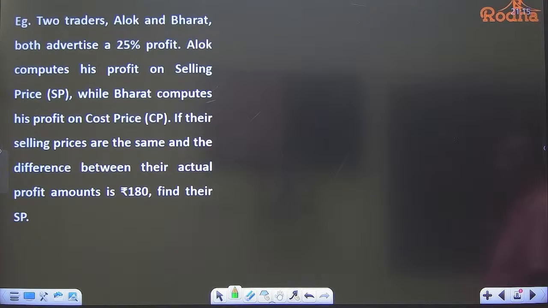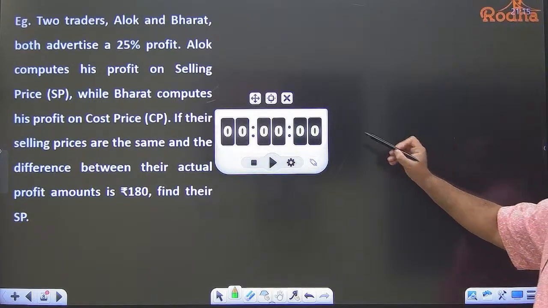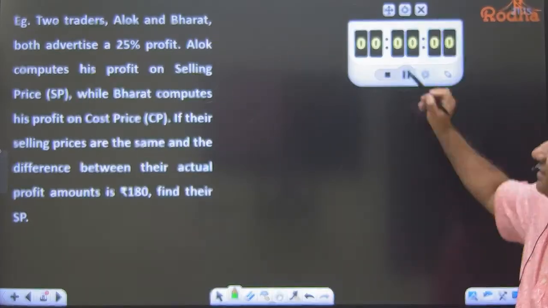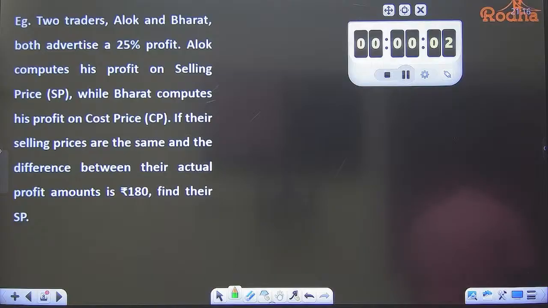See the next question. All of you try this. For this question, I'm giving you 75 seconds. Try this. 75 seconds for this question.